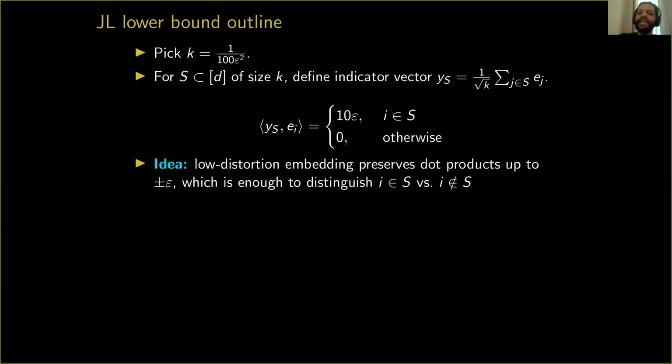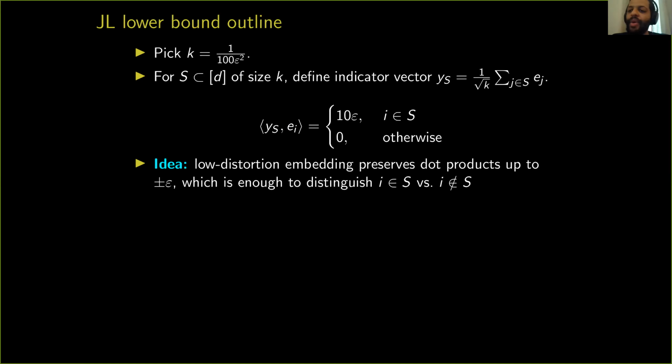And the key thing here is that if I take the dot product of this vector with the i-th standard basis vector, that dot product conveys information. It tells me whether or not i is in the set S. If it's in the set, the dot product is 1 over root k, which is 10 epsilon by choice of k. If it's not in the set, then that dot product is 0.